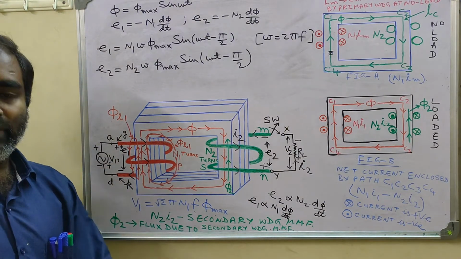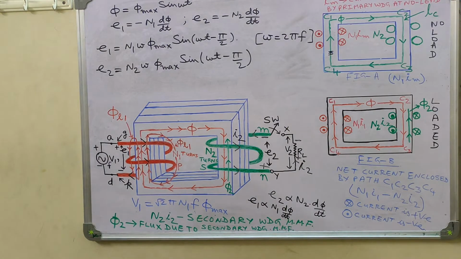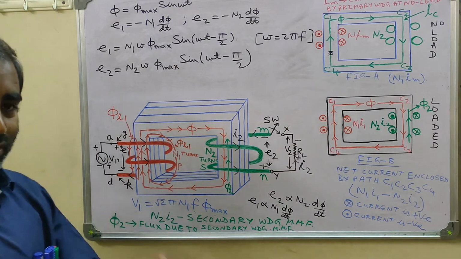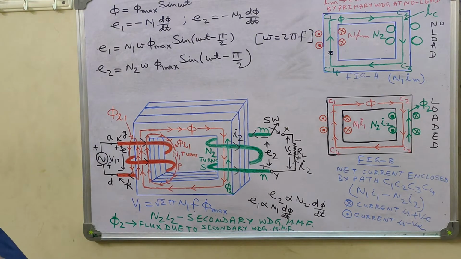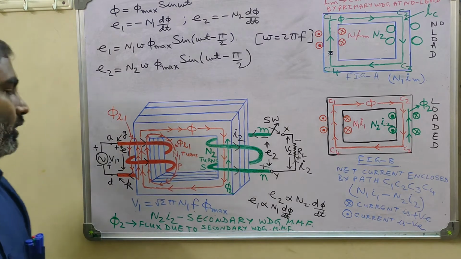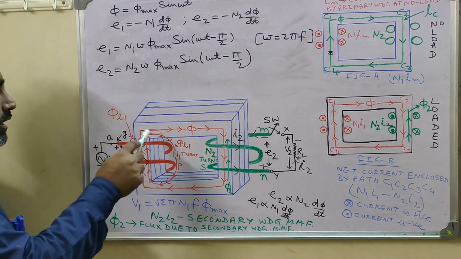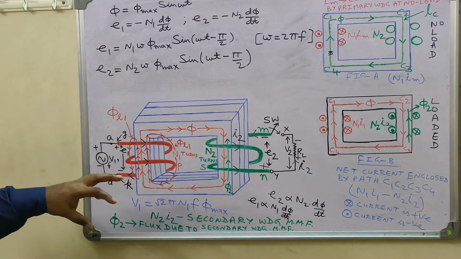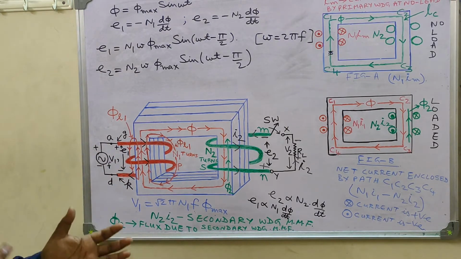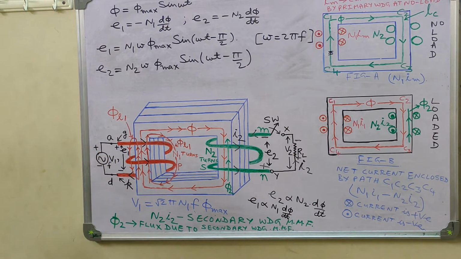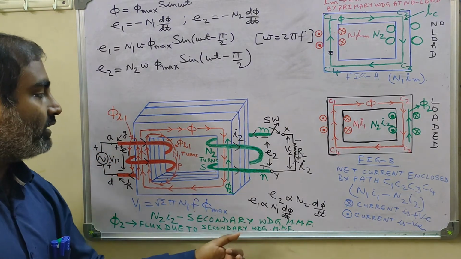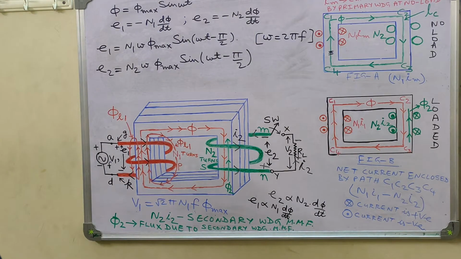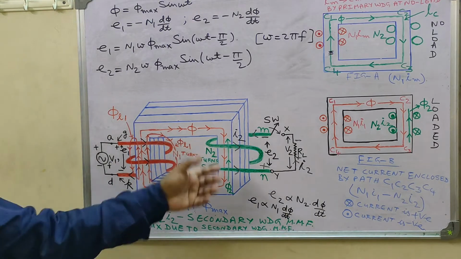So we can replace the primary coil by a voltage source. Likewise, we can replace the secondary coil by a voltage source, because if we are only concerned with the voltage and current from the circuit point of view, then the primary coil P is having its induced EMF E1. So the primary coil P can be thought of as a seat of EMF E1. Likewise, there is an induced EMF in the secondary coil S. So secondary coil S can be thought of as a seat of induced EMF E2.